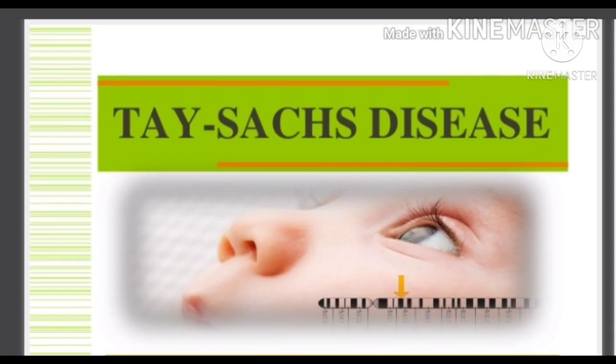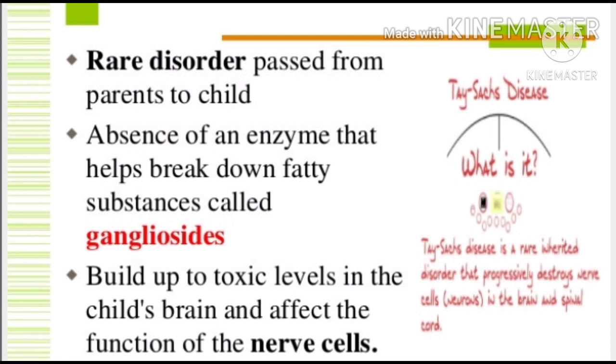The D option in the question is Tay-Sachs disease or Tay-Sachs syndrome. Tay-Sachs syndrome is a rare disorder passed from parents to child. It is due to the absence of an enzyme that helps break down the fatty substances called gangliosides. You know that ganglioside is a compound lipid. It is a glycolipid. You know that. Okay.